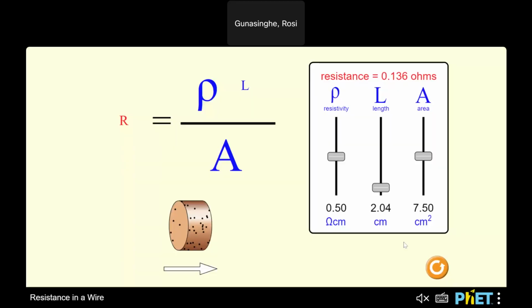Again, I can change the length to maybe double 2 centimeters, 4.02 centimeters. The corresponding resistance is 0.268. So I'm going to record it back again: 0.268.